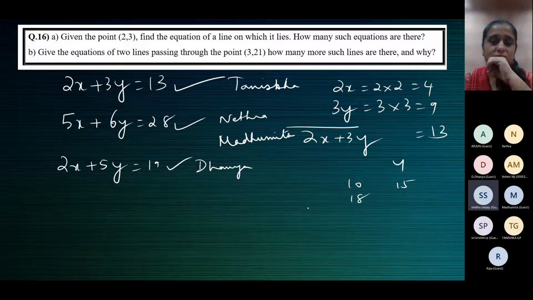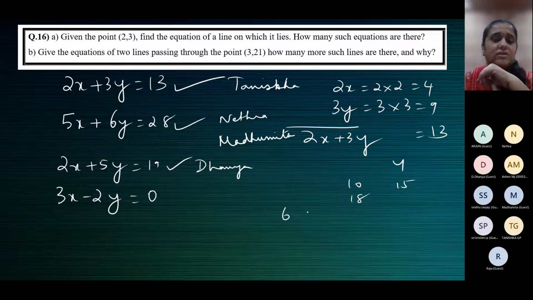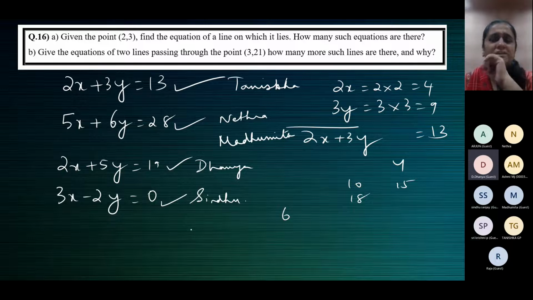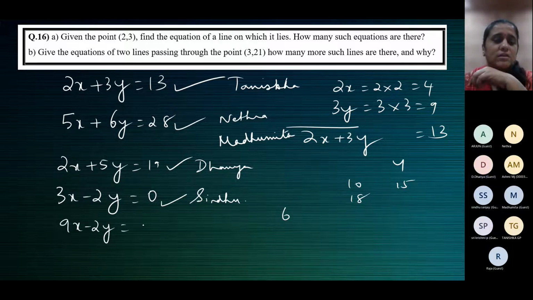Ma'am, 3x minus 2y is equal to 0. So 3 into 2 is 6, 2 into 3 is 6. Very good, Sindhu. 3x minus 2y is equal to 0. Good. You can even get a negative. Yeah. Ma'am, 9x minus 2y is equal to 12. 18 minus 6. Yeah, 12, correct.